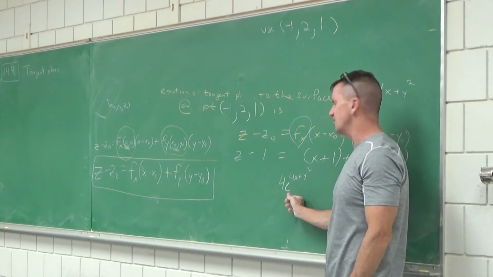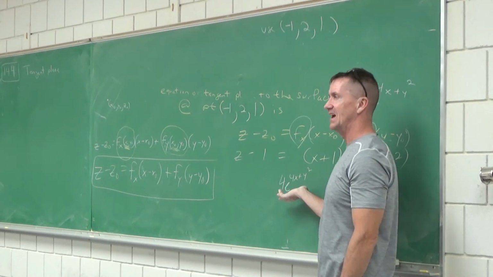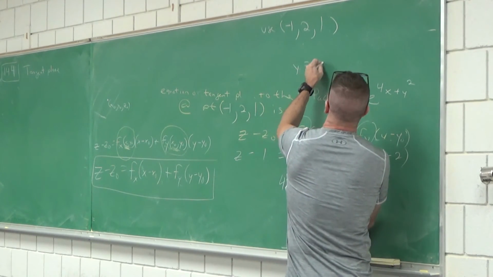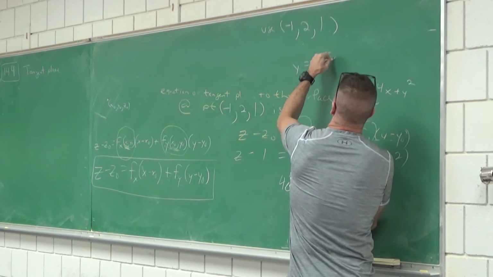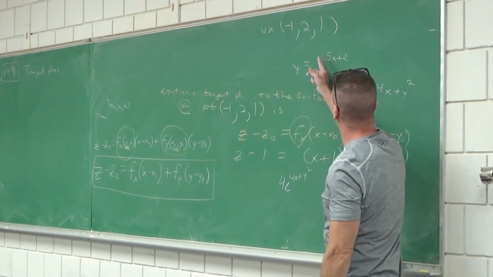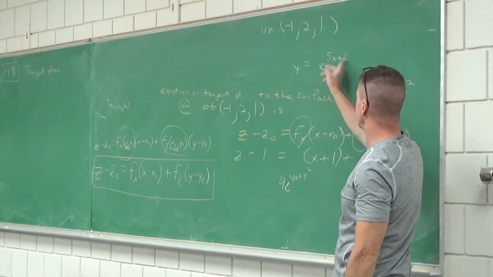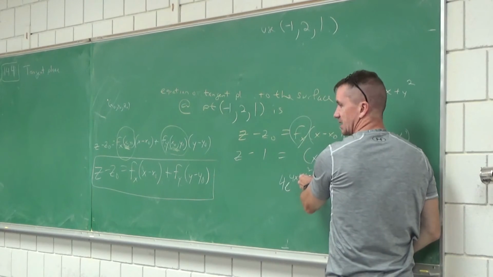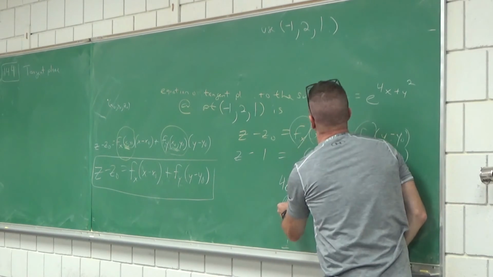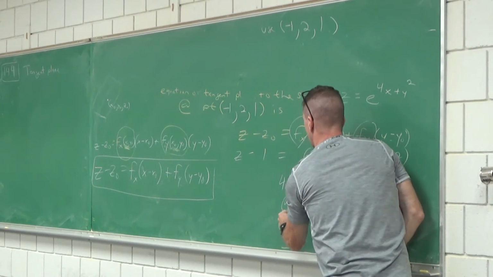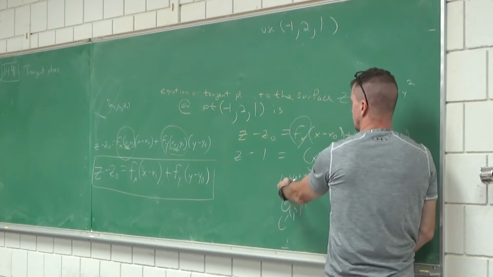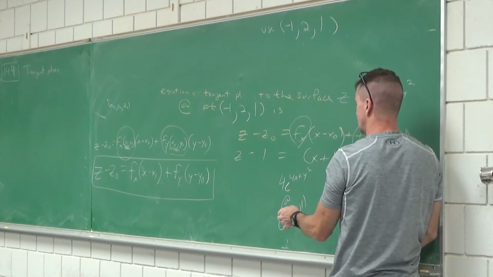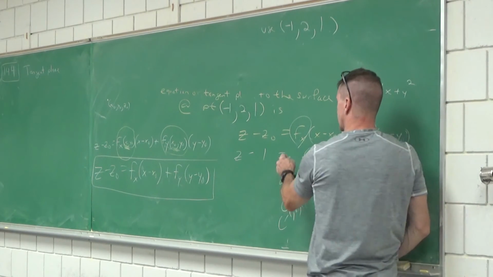Sometimes this throws people off, like, what are you doing? So you gotta think, how did someone differentiate y equals e to the 5x plus 2, and you say 5e to the 5x plus 2. You gotta think everything else is constants. And then when you plug in the points, what number do you get? So you evaluate this at the point negative 1, 2, 1. 4 times e to the 4x plus y squared becomes 4 times e to the 0, which is 4.